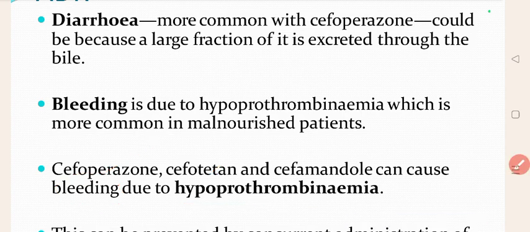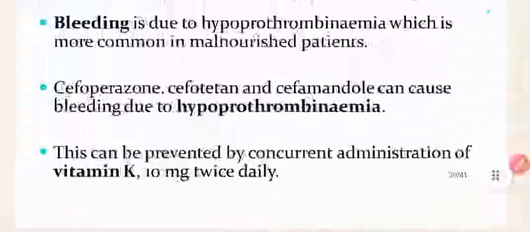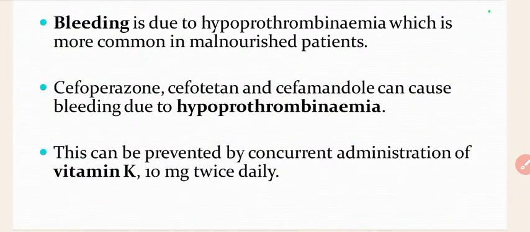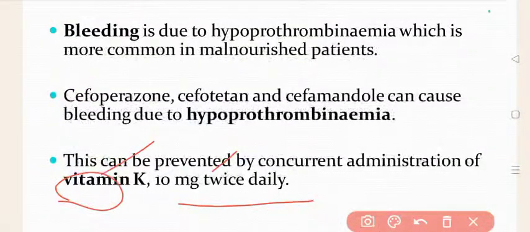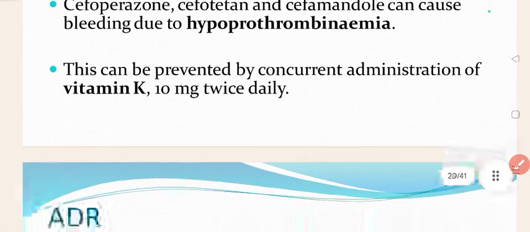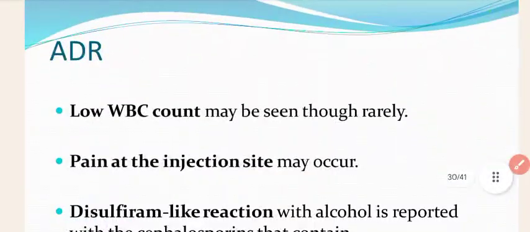Now, how will you prevent or treat this bleeding? By concurrent administration of vitamin K. You can give vitamin K 10 milligrams twice daily. This is how you can prevent bleeding.